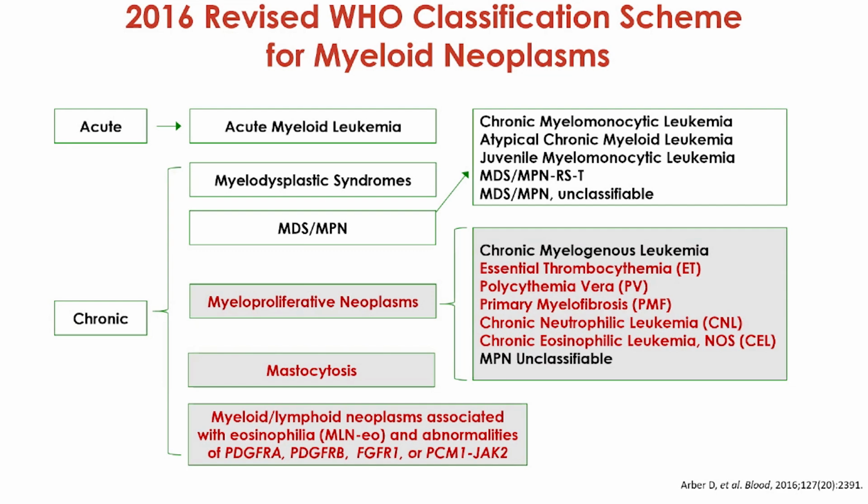I covered that as well as the myeloid lymphoid neoplasms associated with eosinophilia, or MLN-EOs, that are associated with certain abnormalities that are kind of taken out of what we used to call hypereosinophilic syndrome / chronic eosinophilic leukemia. So I cover all of this today over 1 hour.